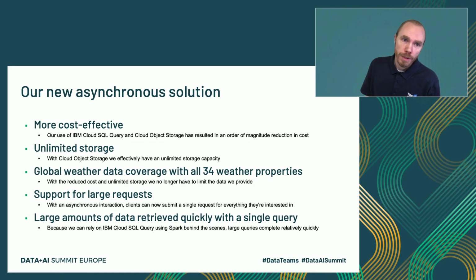So our new solution, with the help of IBM Cloud SQL Query and Cloud Object Storage, has resulted in an order of magnitude reduction in cost. With Cloud Object Storage as the storage solution, we now have unlimited storage capacity. And with those two limitations out of the way, we now have global weather data coverage, and we make all 34 weather properties available. We also switched to an asynchronous interaction, so clients can submit a single query for a large amount of data, and then we can process that relatively quickly with the help of SQL Query and Spark behind the scenes.